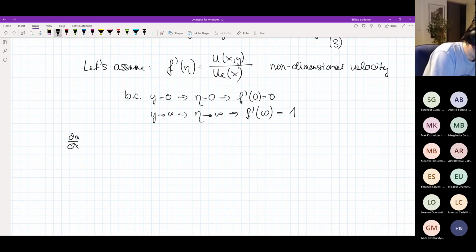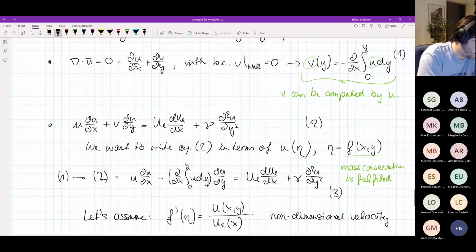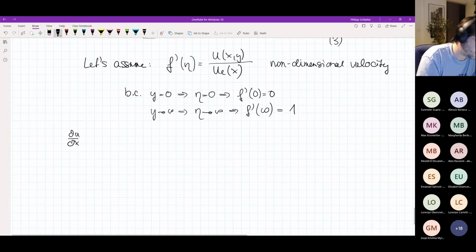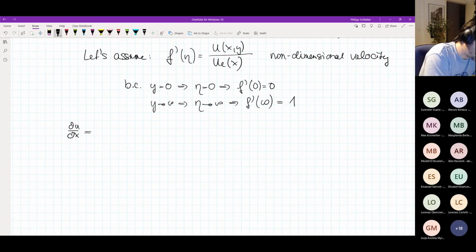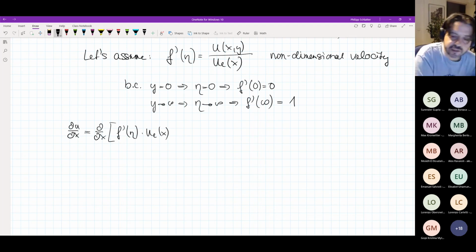So du dx, that's certainly something that appears here, for instance. Here I have that, or actually here. So du dx is obviously the derivative in x of u. And u, we know now from this equation, is nothing else than f prime of eta times ue of x.